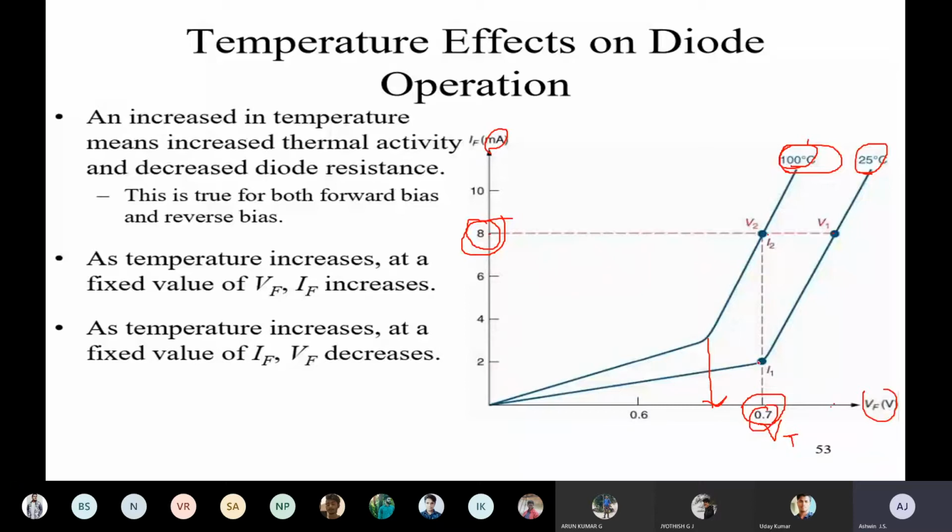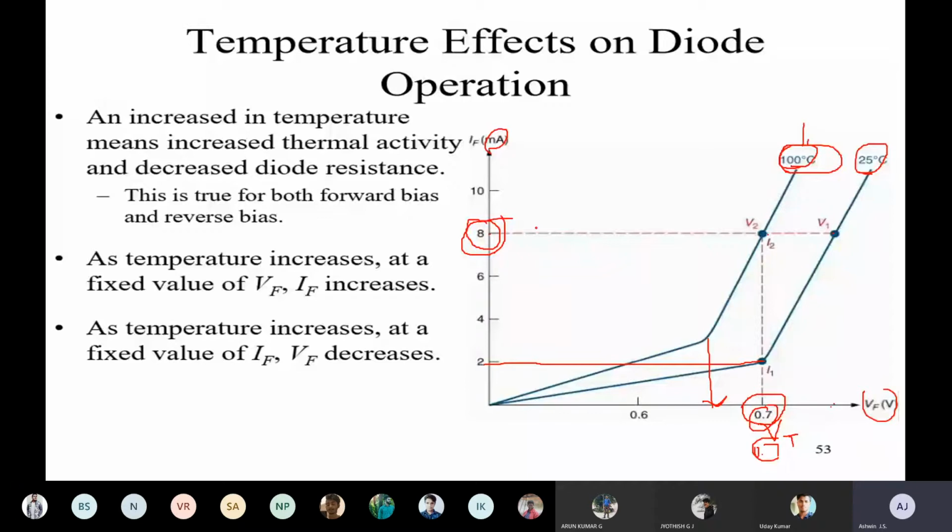What is the current for 25 degrees Celsius and 100 degrees Celsius? Now I am fixing 0.7 as a constant voltage. What is the current flow? At 25 degrees Celsius, the current flow is approximately 2 milliamps. Similarly, at 0.7 volts, I check the current flow at 100 degrees Celsius, which is 8 milliamps. I can keep the voltage constant and calculate the current, or I can keep the current constant and take the voltage.